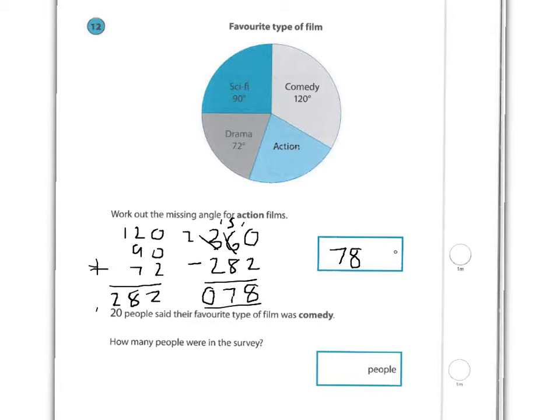Part 2. 20 people said their favourite film was comedy. So how many people were there in the survey? Well, comedy, it takes up an angle of 120 degrees, which is 1/3 of the pie chart. So that means that there would be 3 times as many people in the entire survey. So it would be 20 times 3, which is 60 people altogether.